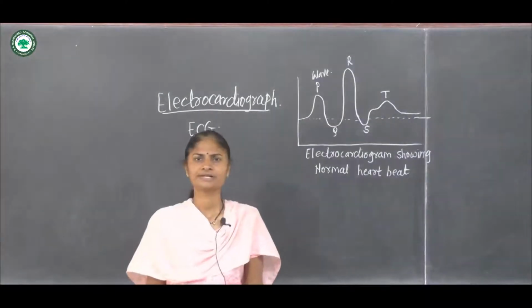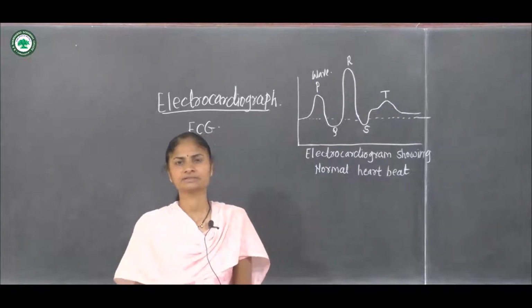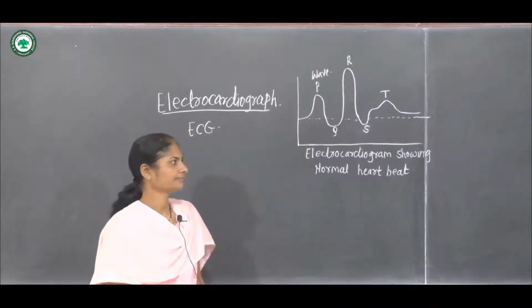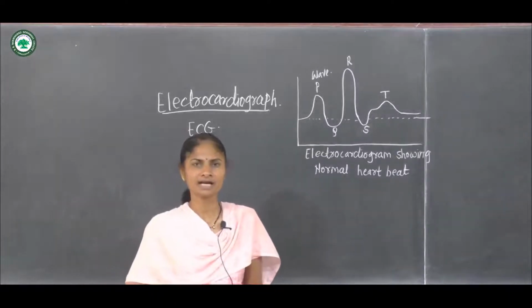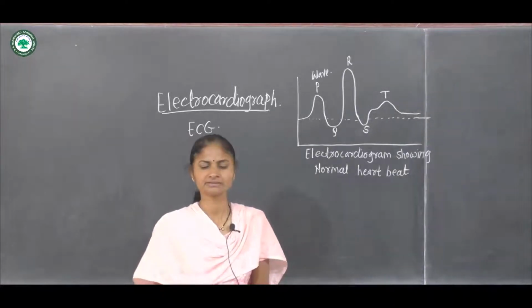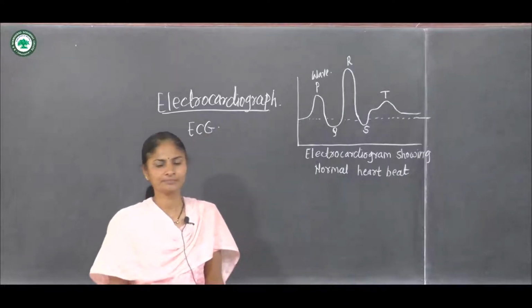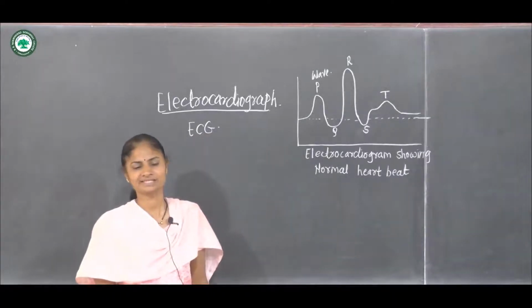Good morning friends. Today we will discuss mammalian physiology and endocrinology from the BSc third year class, paper number 2nd: the electrocardiogram. It is also called ECG.